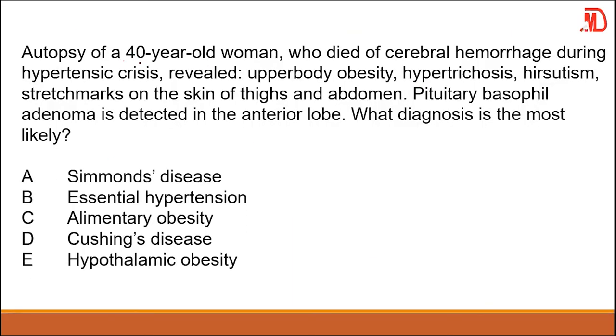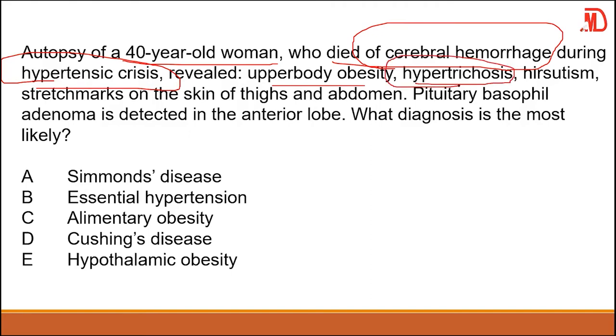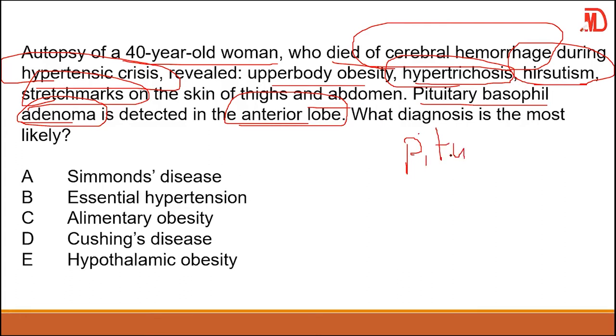An autopsy of a 40-year-old woman who died of cerebral hemorrhage during a hypertensive crisis revealed the following: upper body obesity, hypertrichosis, hirsutism, stretch marks on the skin of the thigh and the abdomen, and a pituitary basophil adenoma on the anterior lobe. The diagnosis is called what? So we've told you there is a problem with the pituitary.